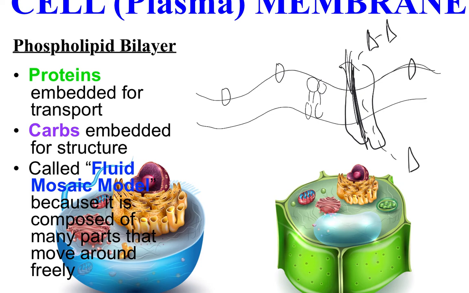And this whole complex structure is called the fluid mosaic model. And that's the name it gets because it's made up of many different things, hence mosaic, and it has many freely moving parts, and these proteins will kind of just move around throughout the membrane.